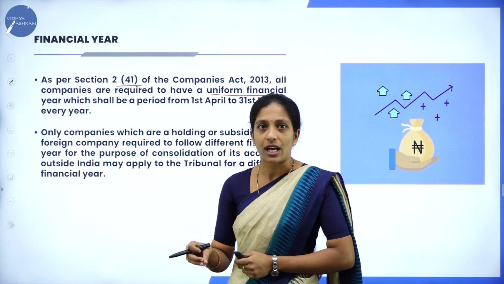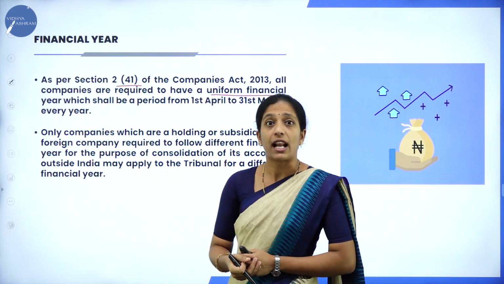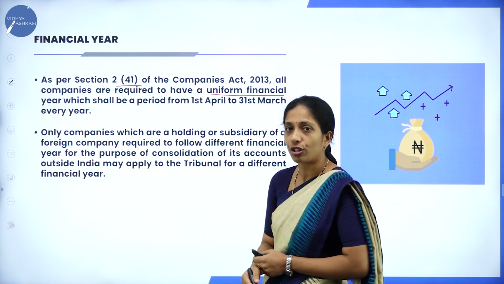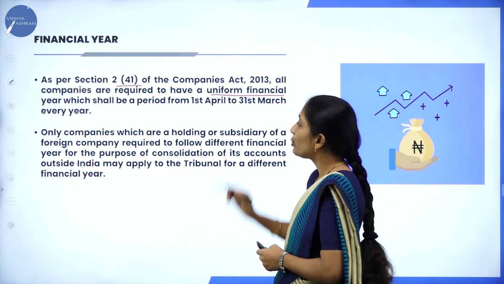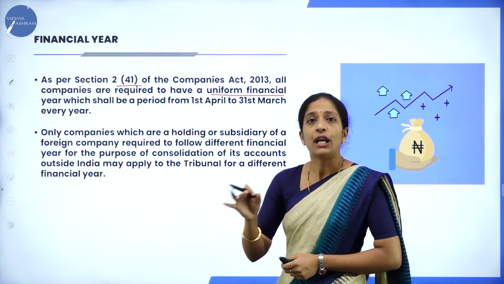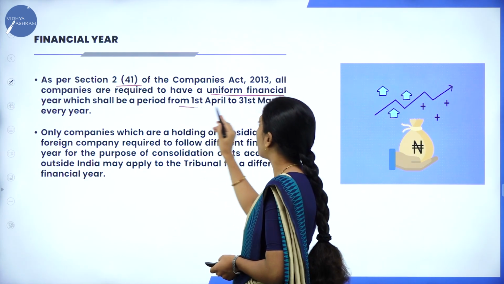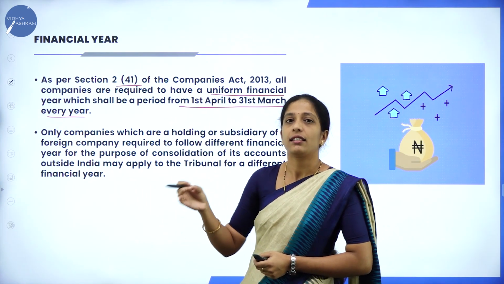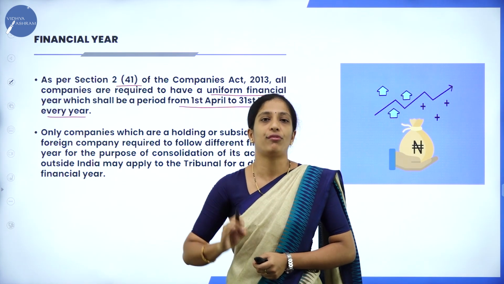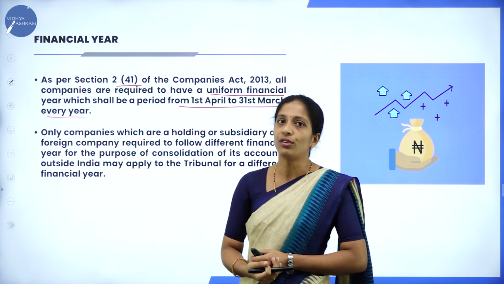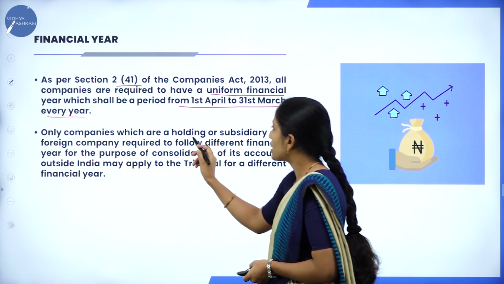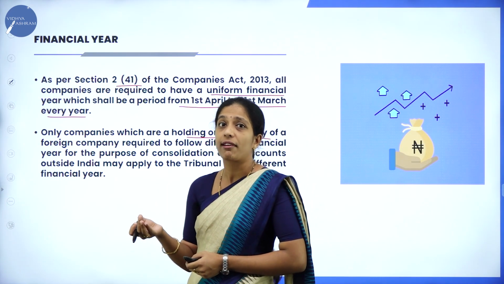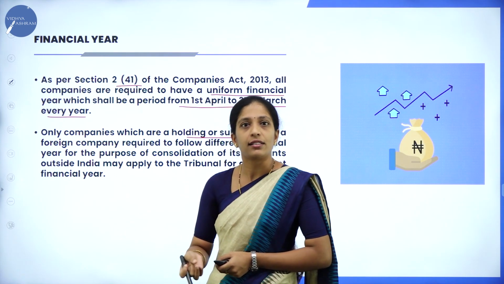Now, as per the Companies Act 2013, how should the financial year be? As per Section 2, subsection 41, companies are required to have a uniform financial year. They have to maintain a uniform financial year, which shall be a period from 1st April to 31st March every year. As per this Act, they have to maintain a particular uniform financial year which starts from 1st April to 31st March. Only companies which are holding or subsidiary of a foreign company. I have told you in foreign countries they might follow a different financial year, they might follow the calendar year also.